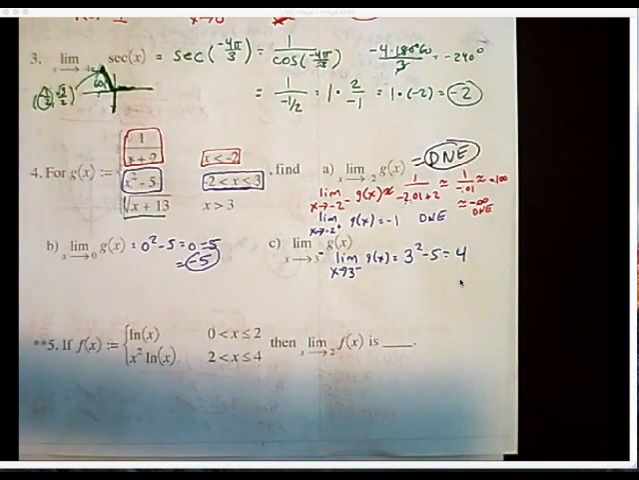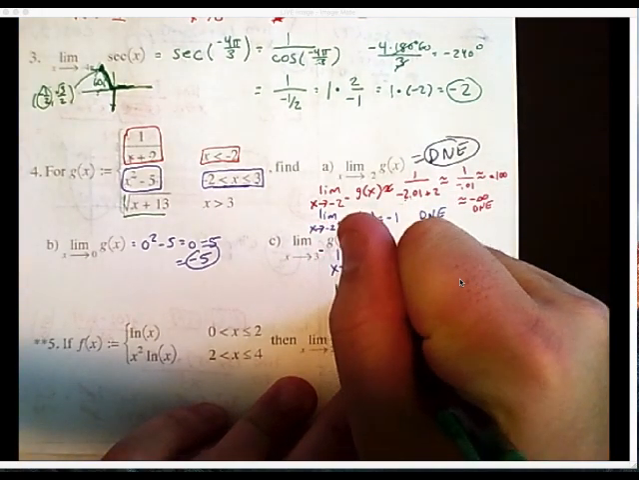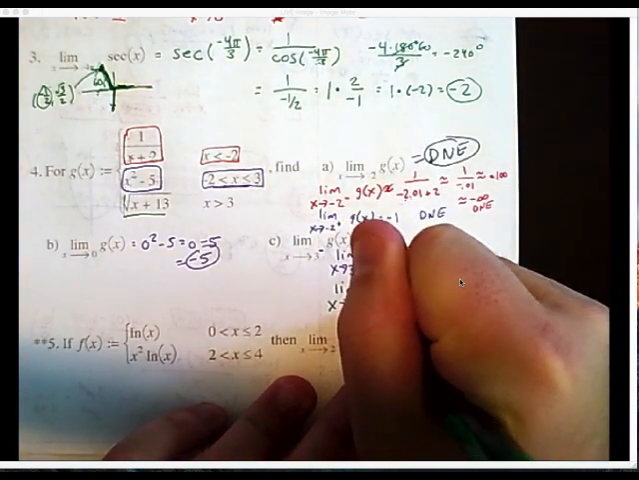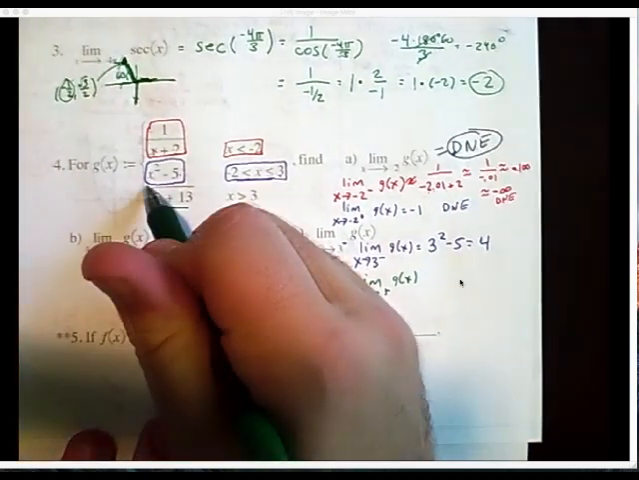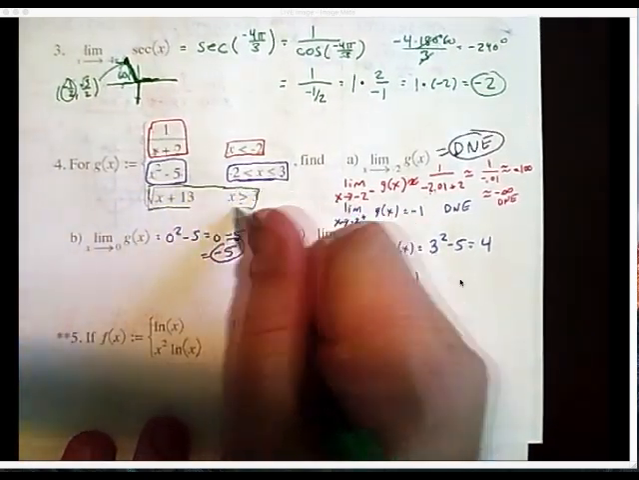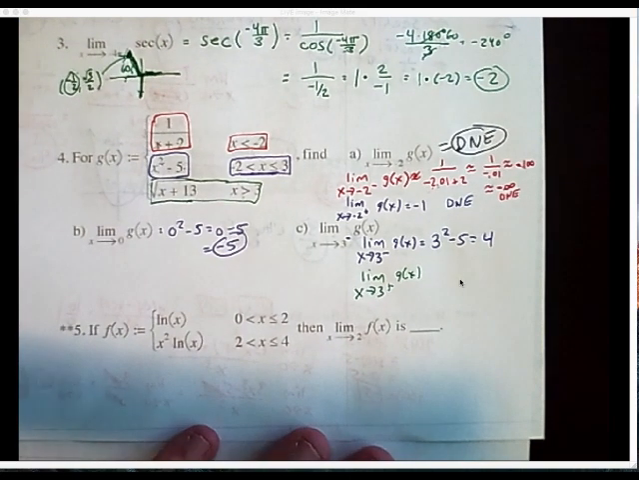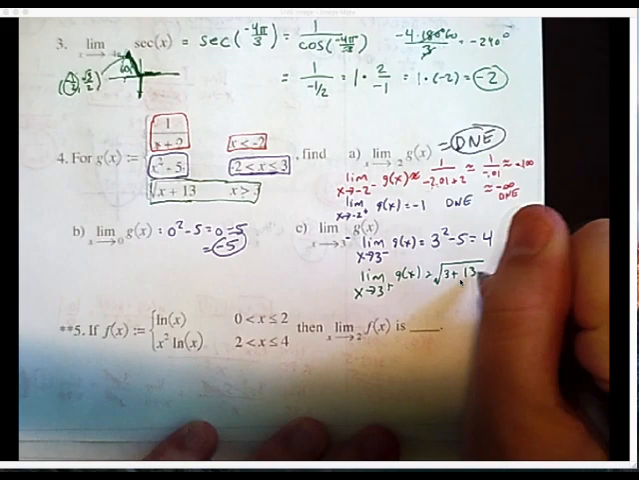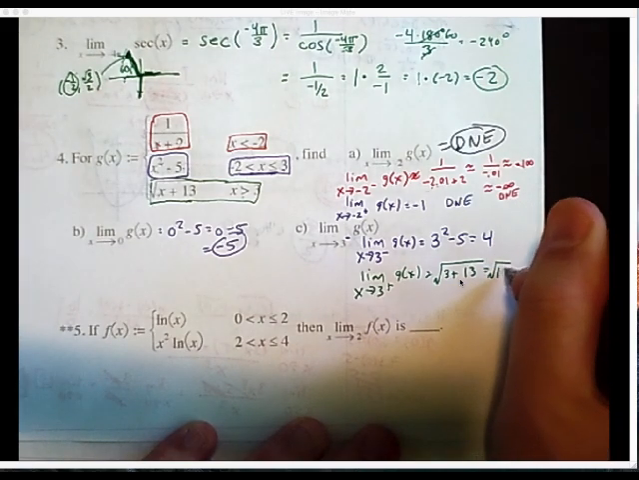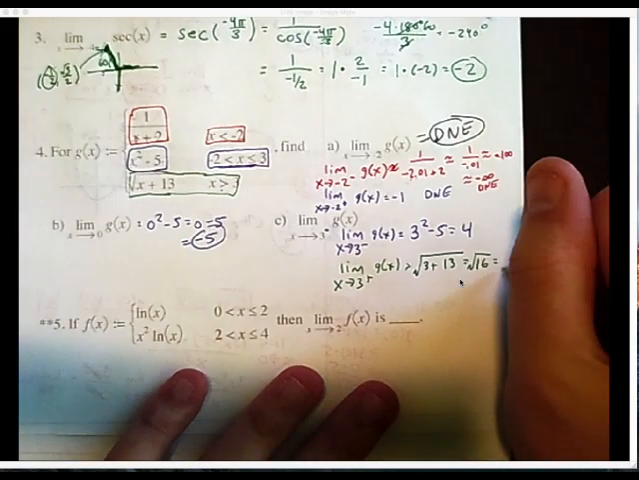Now, even though it doesn't really ask for it, let's figure out what the limit as x approaches 3 coming in from the right is. As I come in from the right, I'd be using this last function. So first thing we try to do is direct substitute. So 3 plus 13 is 16 underneath the square root, which is also 4.